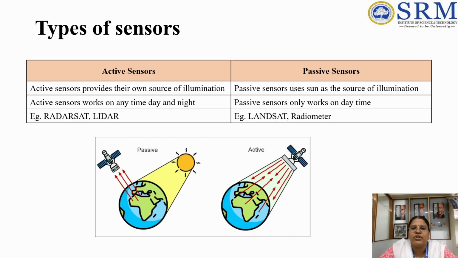While looking at the difference between active and passive sensors, active sensors provide their own source of illumination and they work day and night. Since they have their own source of illumination, they can work throughout the day, 24/7. Some examples of active sensors are RADARSAT, lidar, etc. And moving on to the passive sensor, we know that it uses the sun as a source of illumination, so the information can only be collected during the daytime.